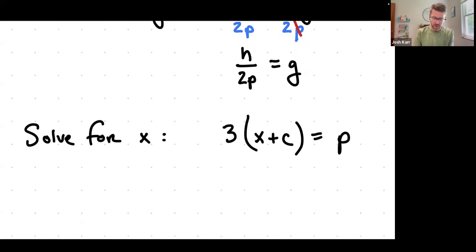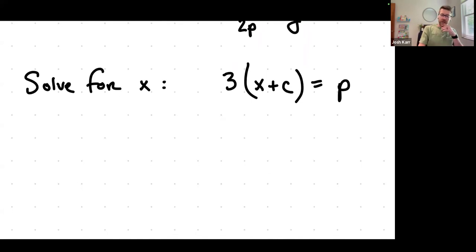And one last one for literal equations. We're going to solve for x. So we have an x on the inside of this set of parentheses. The things that need to move is this 3 needs to move. It's multiplying. This c needs to move. It's adding on the inside of the parentheses. Okay. So those are 2 things to move.